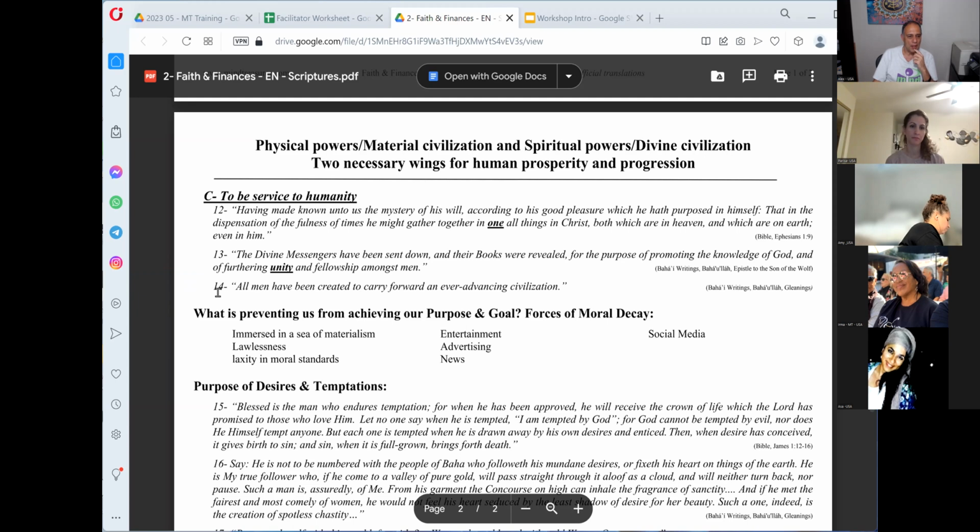Evan, so number 13 says, the divine messengers have been sent down, and their books were revealed for the purpose of promoting the knowledge of God and for furthering unity and fellowship amongst men. All men have been created to carry forward an ever advancing civilization. So that is our third goal of being on earth.